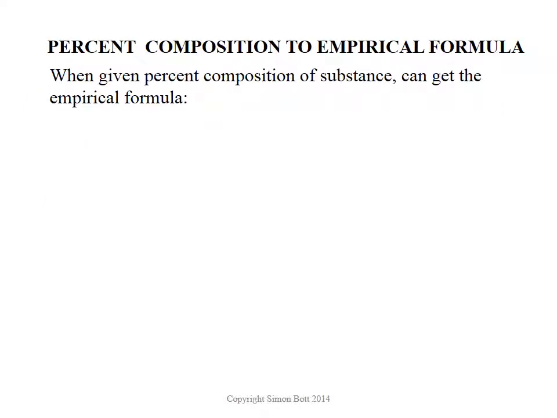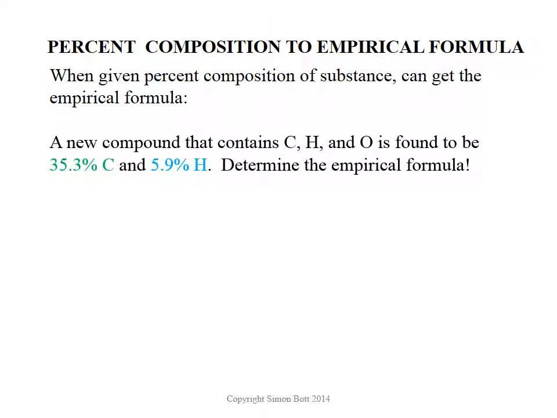For example, if we know the percent composition of a substance, we can get the empirical formula. There's obviously a link between them. This is what we've been showing all the way through. So for example, consider a new compound that contains carbon, hydrogen and oxygen. It is found to be 35.3% carbon, 5.9% hydrogen. What's the empirical formula? Let's set up a little chart, shall we? We've got carbon, we've got hydrogen, and it tells us we have oxygen.